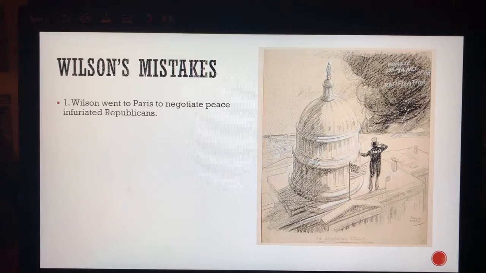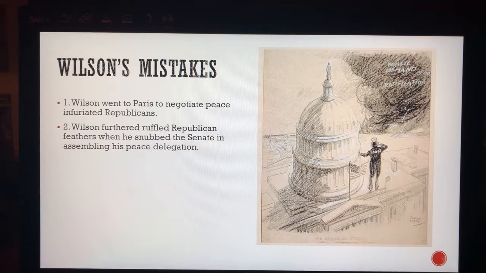So, Wilson's mistakes. The first one: Wilson went to Paris to negotiate peace. It infuriated Republicans because he was going to go alone. He's not going to consult them. So I think that's the next one. Wilson further ruffled the Republican feathers when he snubbed the Senate in assembling his peace delegation. So he's like, I'm not going to consult y'all. And the Republicans, he's a Democrat, they control Congress at this time. He really should sit down and negotiate with them. If he buys them in, this treaty will pass. But by snubbing them, this treaty will never pass.